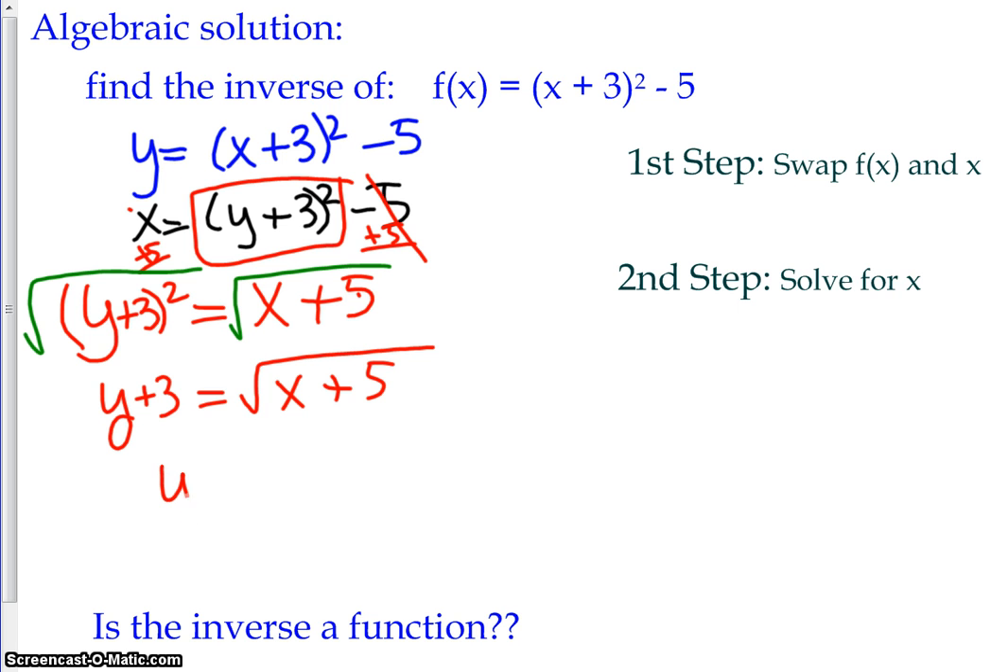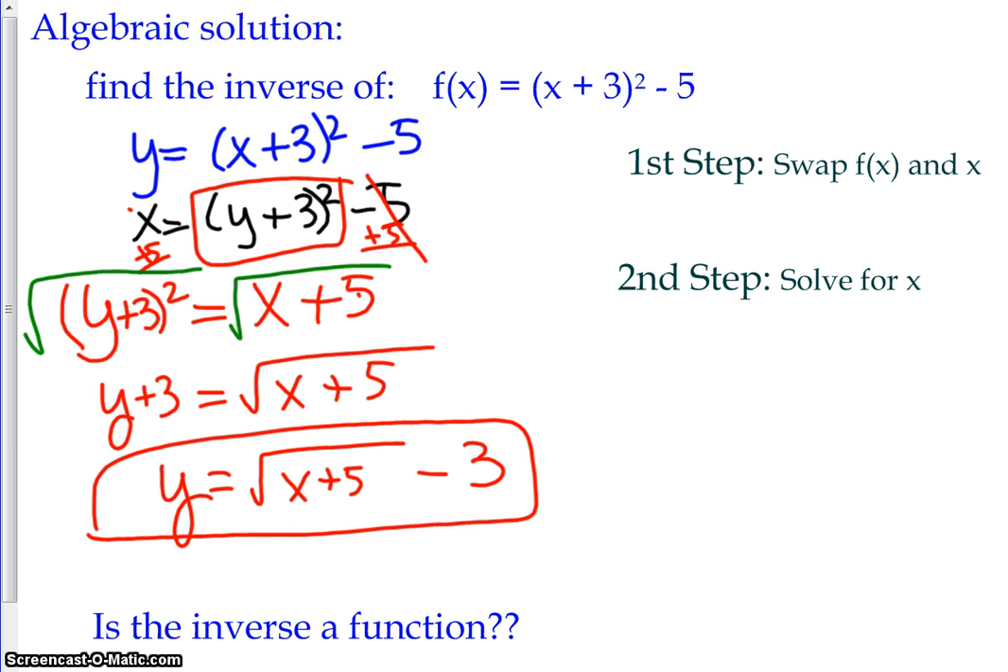And then now I have that 3, so I'm just going to subtract that from both sides. So my answer in the end is y equals the square root of x + 5, minus 3. Is this a function? Well, I know to graph this, it would just be 5 to the left and 3 down, and I'd kind of have this curvy graph like that. And that is a function. It would pass the vertical line test. So the answer is yes, I do have a function.